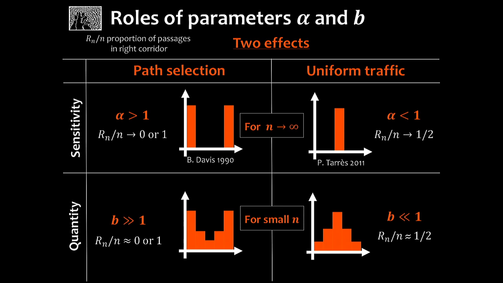But they don't affect the convergence of the proportion at the same time. B will have a short-term influence. It will influence only the first choices, which is totally opposite to alpha, which has an asymptotic effect. And alpha here will be the only one to decide which behavior we will observe eventually. If alpha is greater than 1, we will observe with probability 1 a path selection, and if alpha is less than 1, we will observe uniform traffic. So here it's important to retain that choosing a value of alpha different from 1 fixes what you will observe at the end, so it's deterministic.